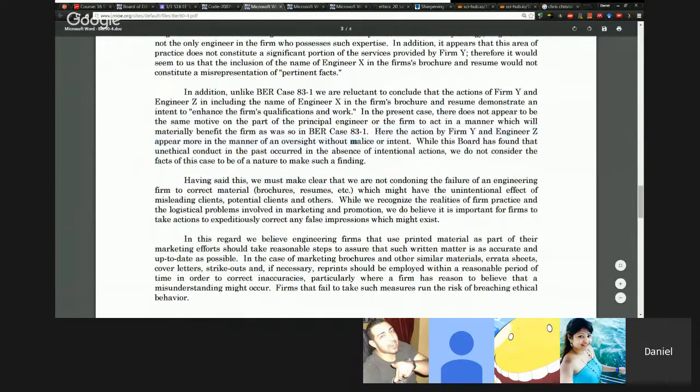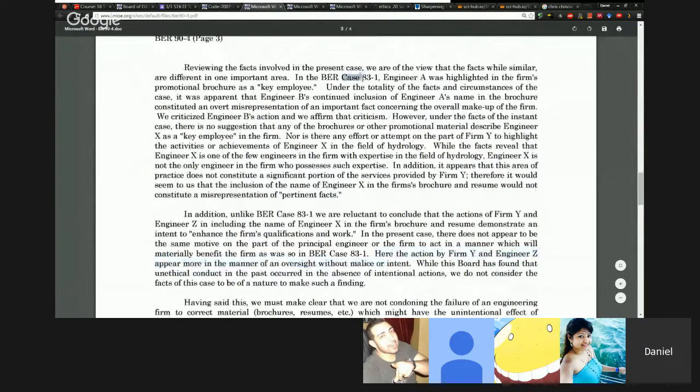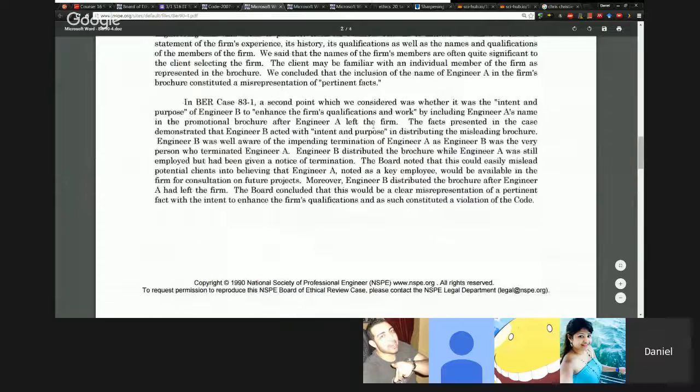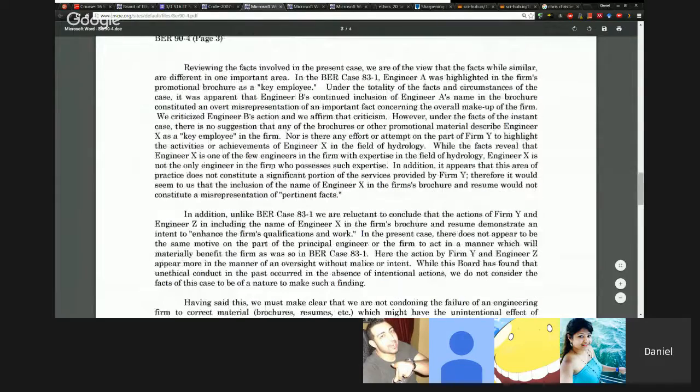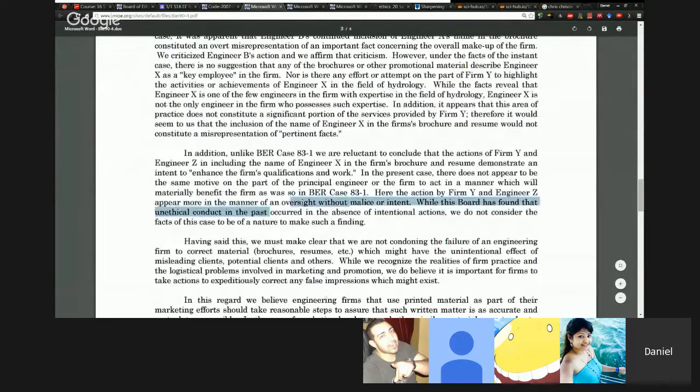Yeah, so in this particular case, they talk about this other case, 83-1, in which there's this malicious misrepresenting of facts by an engineer, where they are specifically describing facts for the firm other than they are. But in this case, the board says there's nothing like that. There's no malice or poor intent, as far as we can tell from the facts of the case that were given. Maybe the firm decides to change their brochures after engineer X leaves, but it just hasn't happened yet, and that's going to take some time.